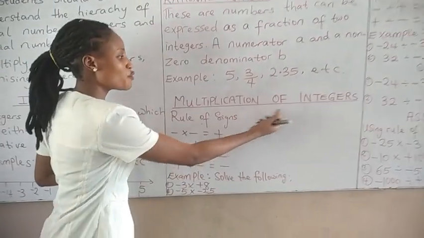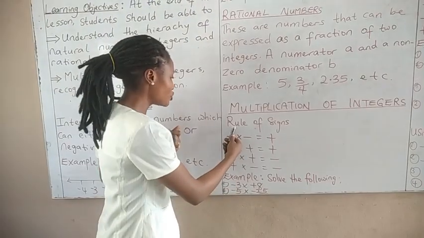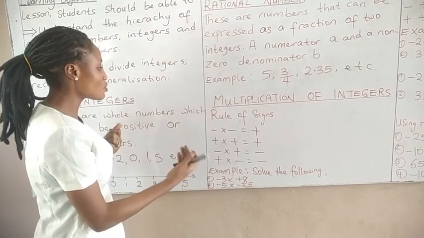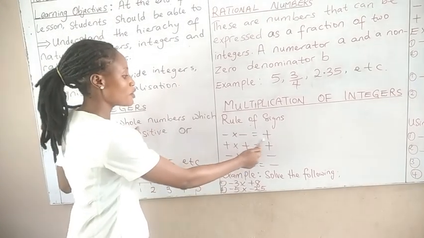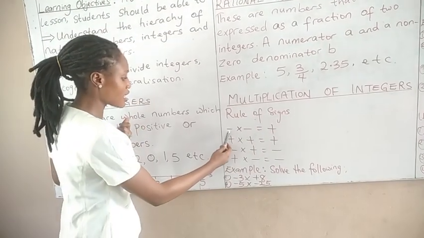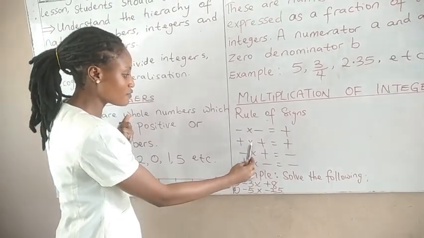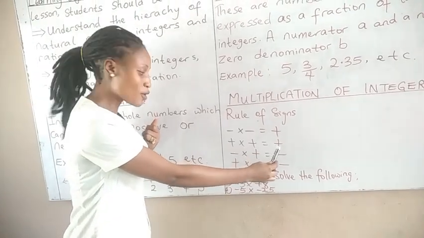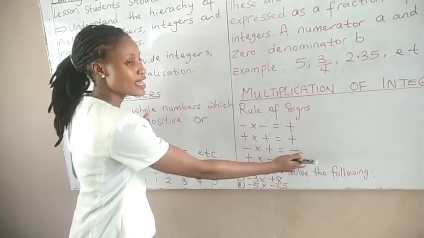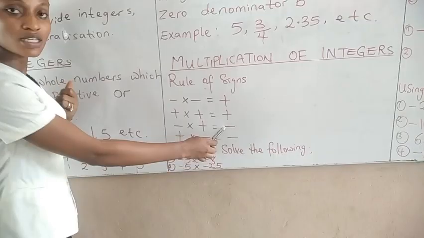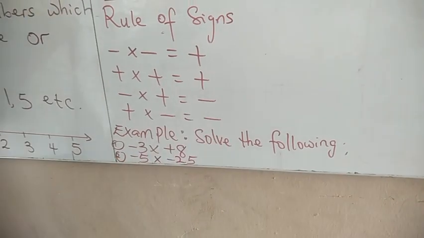Let's move to multiplication of integers. Before you can solve multiplication of integers, you must learn to apply the rule of signs. What does the rule of signs state? It states that the same signs multiplying each other will give a positive. You can see that we have the same sign here, negative times negative, to give a positive. The same sign again, positive times positive, will also give another positive. These are different signs. When different signs multiply each other, you get a negative. Minus times plus is a negative. Plus times minus also equals a negative.